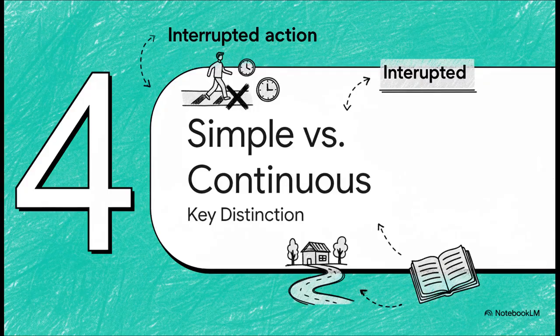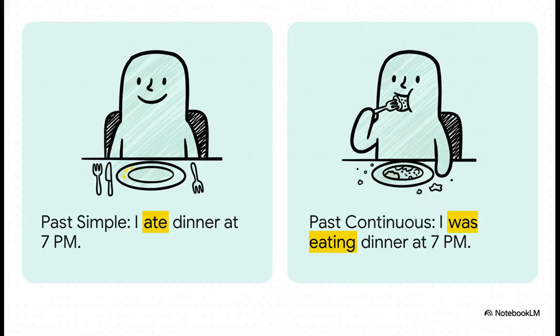Okay, this brings us to what is probably the most common point of confusion. What is the real difference between the past simple and the past continuous? Let's make it crystal clear, once and for all. Just look at these two sentences side by side. Grammatically, the difference is obvious. I ate is past simple. I was eating is past continuous.